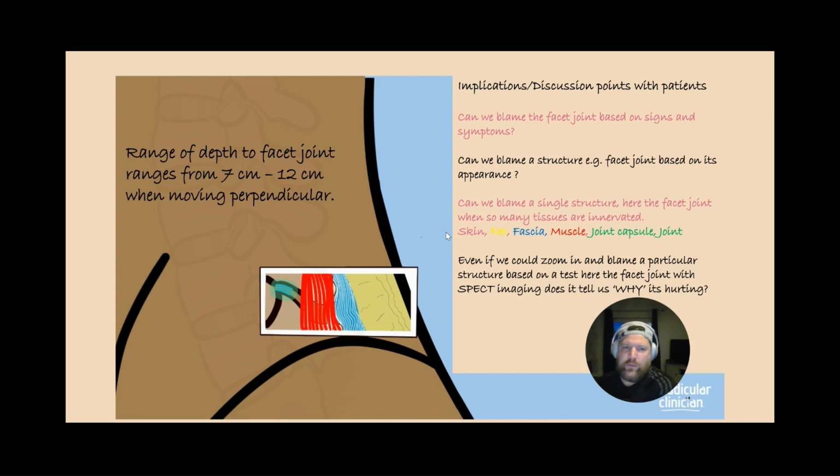And even if we could zoom in and blame a particular structure, in this case the facet joint, and that SPECT imaging, does that tell us why it's hurting? This is kind of coming to the crux of what I struggled to articulate with my interview with Jack Chu. Okay, well, if we become more sophisticated and we can zoom in and zoom in and zoom in, rather than the macro, we can say it's this area of the body, and we can say, well, this is what's hurting, this particular structure, the facet joint. Does that explain why it's hurting?